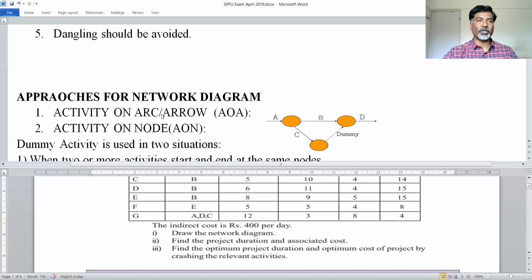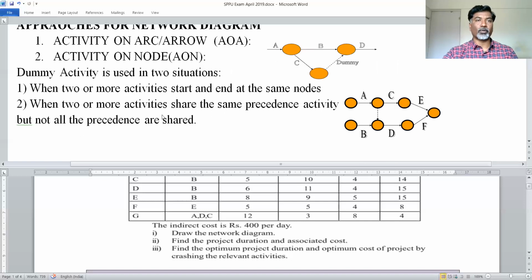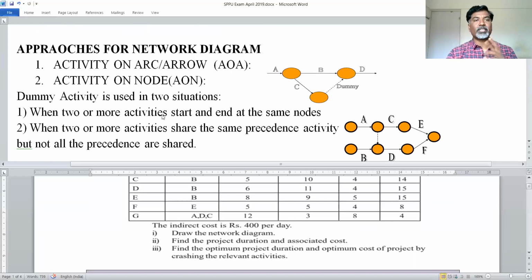The next point is, what are the different approaches of drawing a network diagram? There are basically two ways. Approaches are nothing but ways to draw a network diagram. The first one is activity on arrow, which is also called activity on arc. This means if you are writing the name of the activity on the arrow, as in the given example, A, B, C, D are the names of activities, and we give those names on the arrows. Such type of diagram is called an activity on arc diagram or activity on arrow diagram.